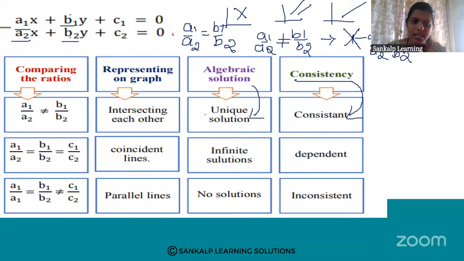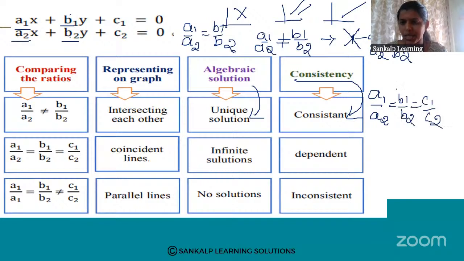Okay. Next, if we get the result A1 divided by A2 is equal to B1 divided by B2 is equal to C1 divided by C2, that means all the values are same here. When all the ratios are the same, we call it as the two lines are coincident lines. So if all values are the same, we say the two lines are coincident lines. One line comes like this, the second line is also overlapping on this line only. That means these two lines are coincident lines.